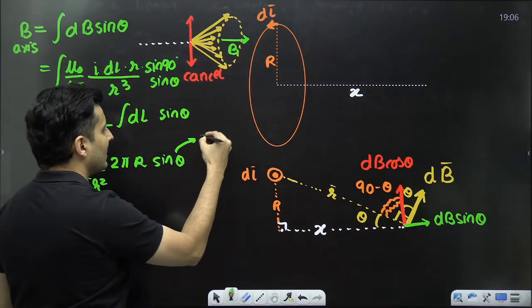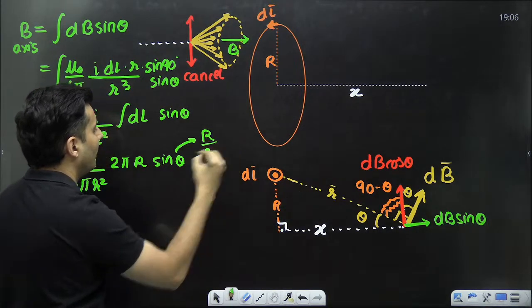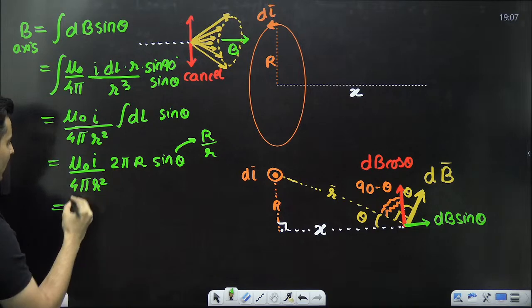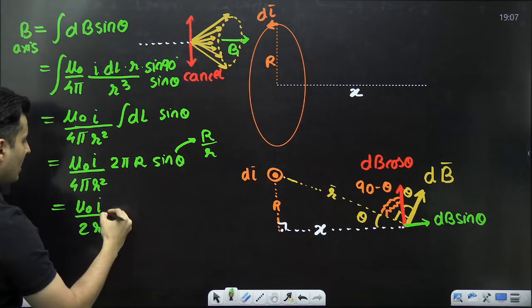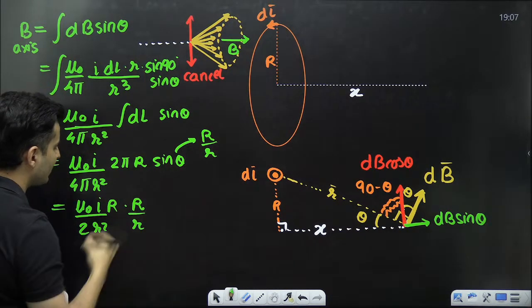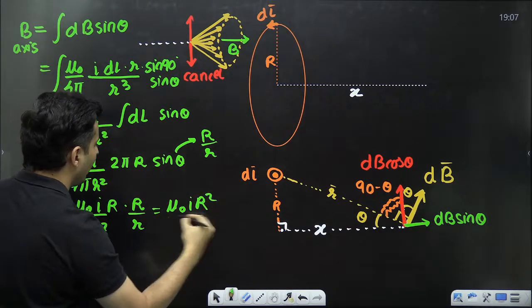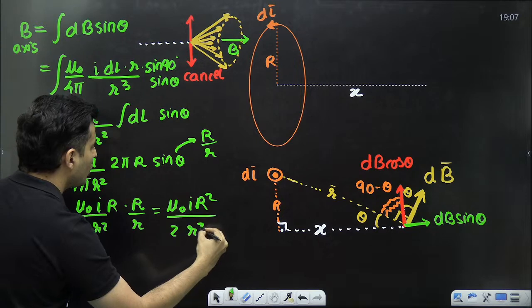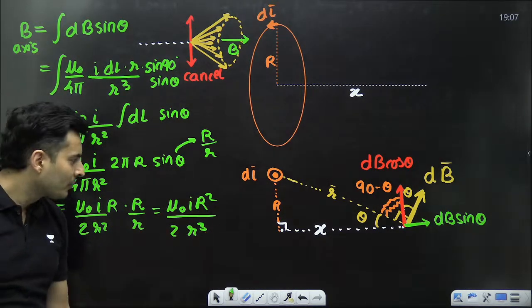So why not write sine theta as opposite side, which is R, divided by that small r. So basically 2 pi, 4 pi cancel. So mu naught I by 2 r square, and this r is as it is, and sine theta is nothing but R by small r. So this will just become mu naught I R square divided by 2 r cube.